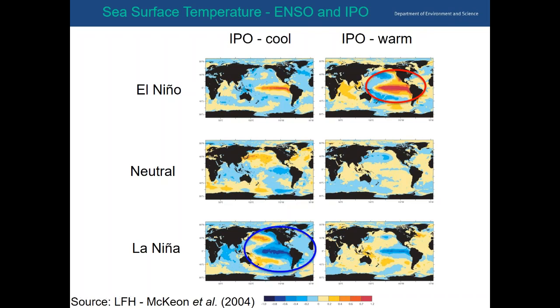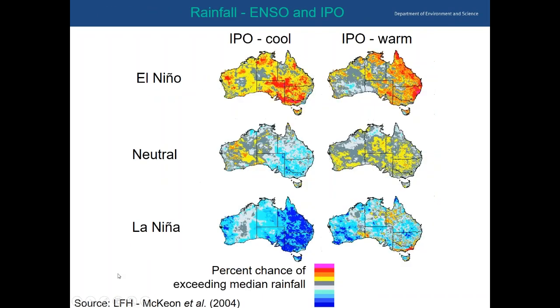Okay, let's have a look at how it impacts on our rainfall. These are taken from Learning from History, which I'll show in a couple of slides. So same setup here with the patterns, with ENSO, El Nino and La Nina on this axis, IPO cool and warm across here. Okay, so this is the rainfall from the composite maps.